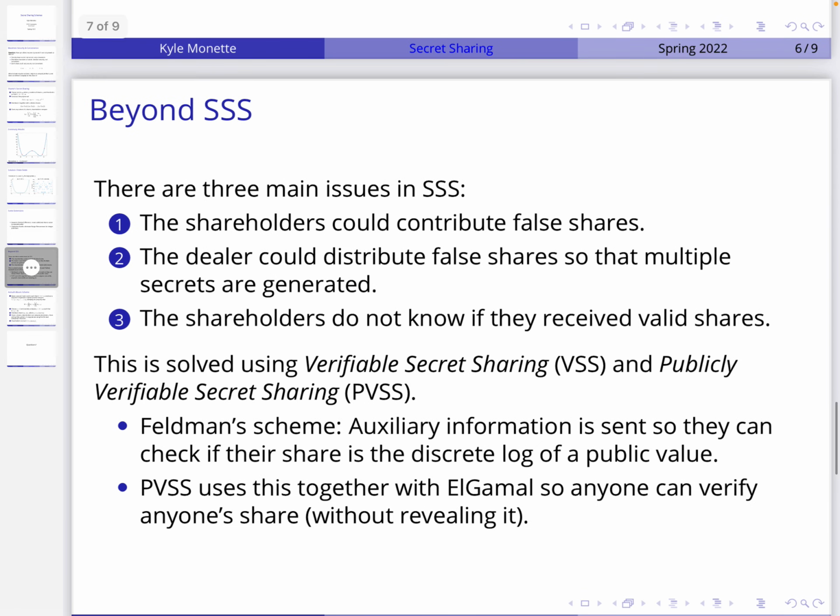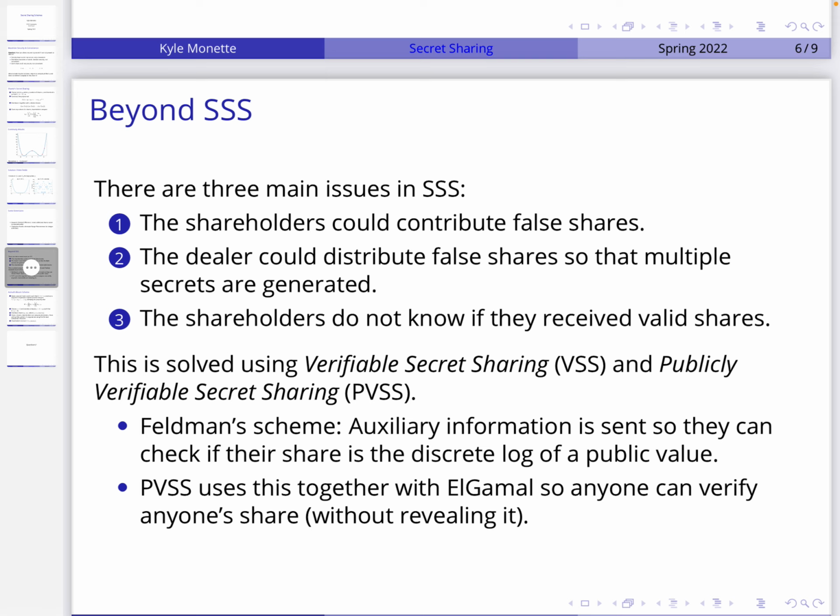Now, there are some issues with Shamir's secret sharing scheme. First, the shareholders could contribute false information. So if they throw their shares into the pile, say they all come together, they could record other people's shares and then go back home and recover the secret, while their friends would have a wrong share and wouldn't get a secret, or wouldn't get the unique secret.